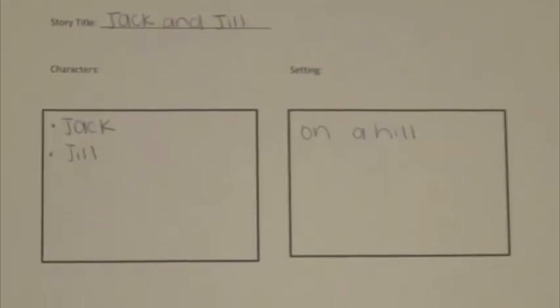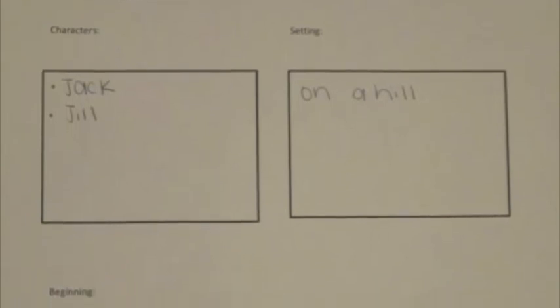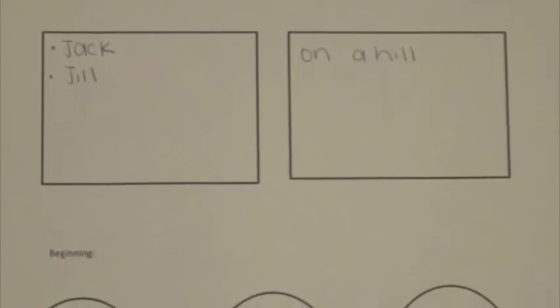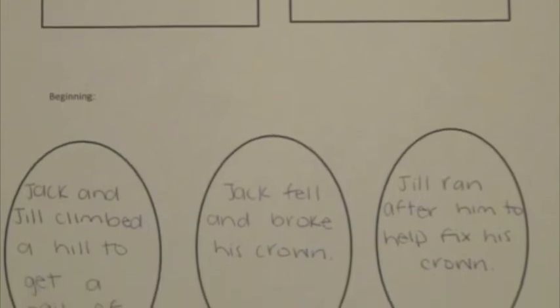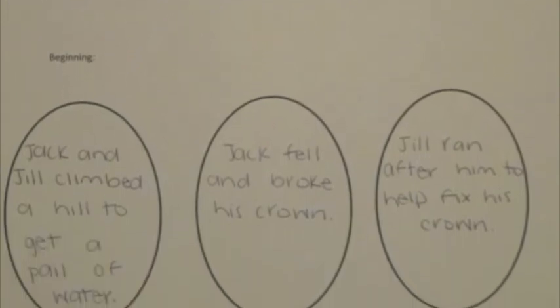Knowledge of organization and planning will be assessed through completion of the worksheet provided. All components of the story, including characters, setting, beginning, middle, and end, should be present. For example, a worksheet for the popular nursery rhyme, Jack and Jill, would look similar to the example shown here.